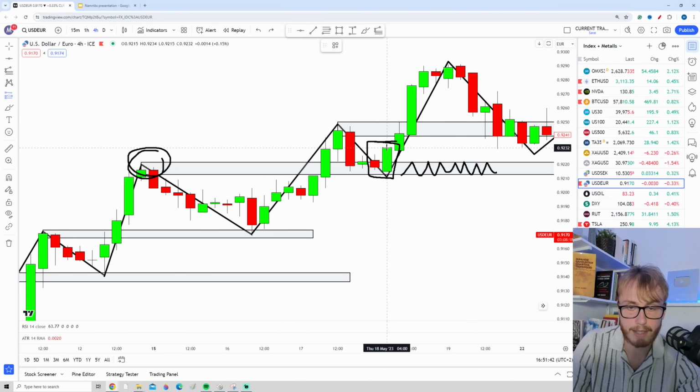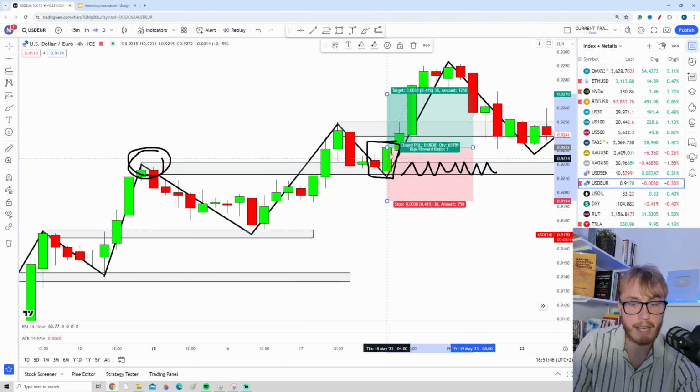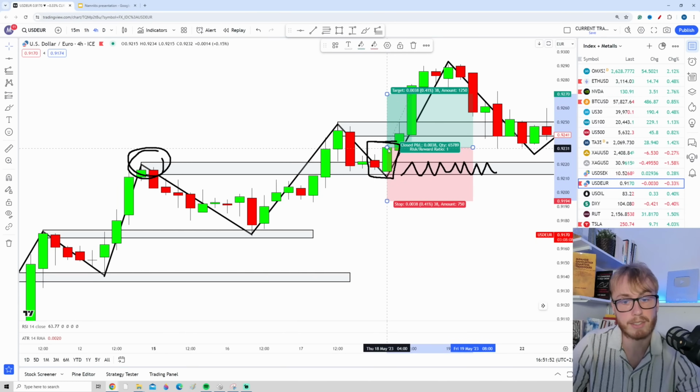And where do we enter? Well, the most common way to enter the bullish engulfing is to enter here at the candle close of the green candle. That is when the pattern is confirmed.